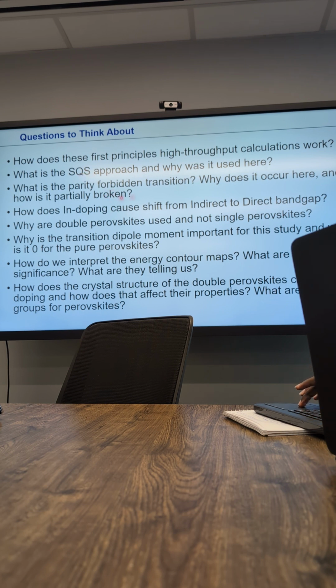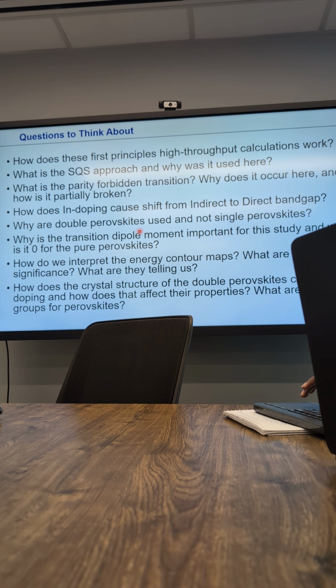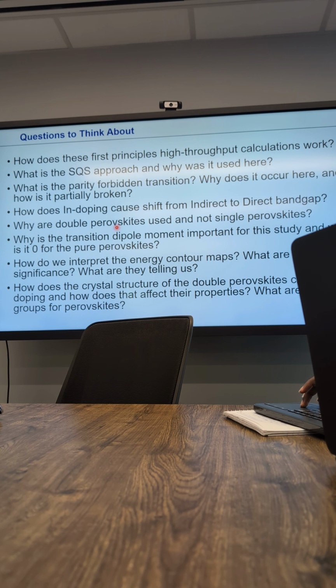What is this parity forbidden transition? Why does it occur, and how is it broken? They could ask, how does indium doping cause the shift from the indirect to the direct band gap? It's more about the electronic structure and stuff like that. Why are double perovskites used and not single perovskites? Yes, because they could talk about that. And what is the transition dipole moment, or that particular graph? Why is it important for this study, and why is it zero for the pure perovskites? How do you interpret the energy contour maps? I think that was figure 1, and what is their significance?